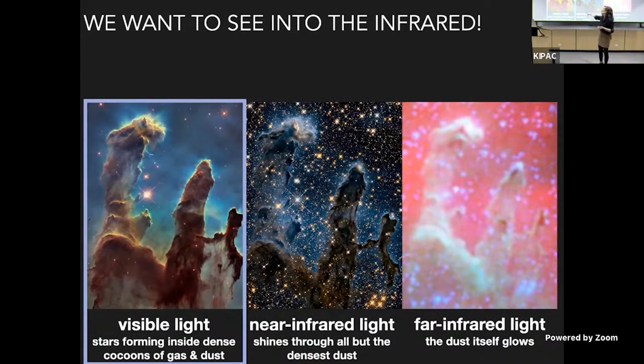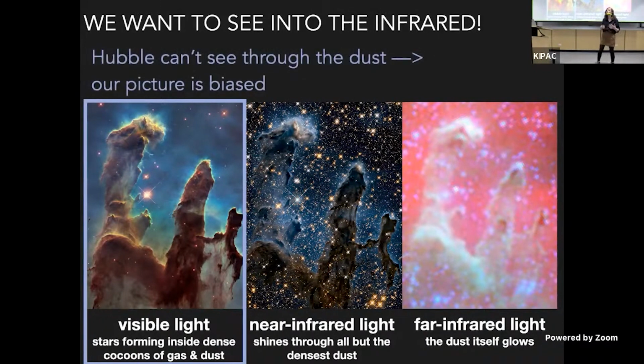And so we want to see into the infrared because with Hubble, even for these close-by galaxies, we were limited to just this view. We could only see the visible light from nearby galaxies. We weren't able to see either one of these pictures. And so that view of galaxies that we were getting with Hubble was actually quite biased.